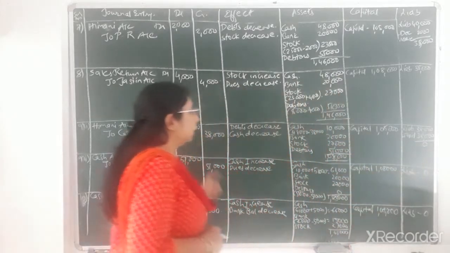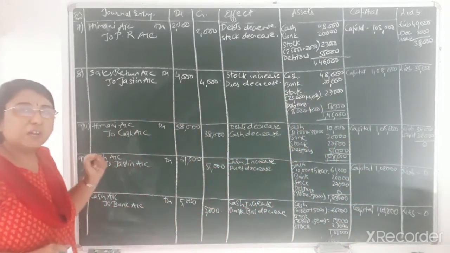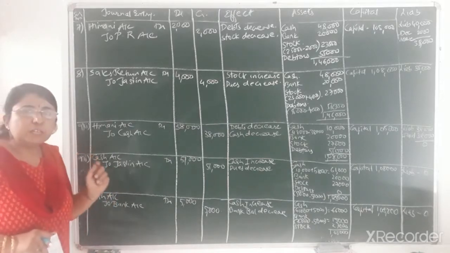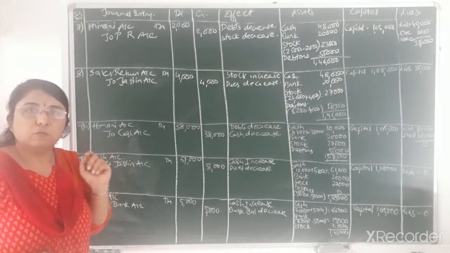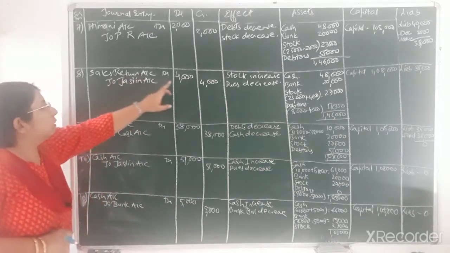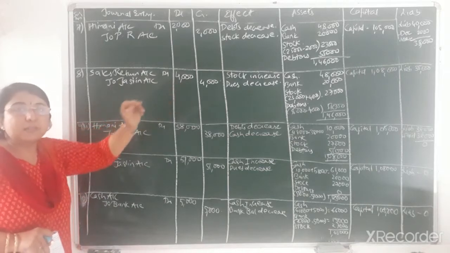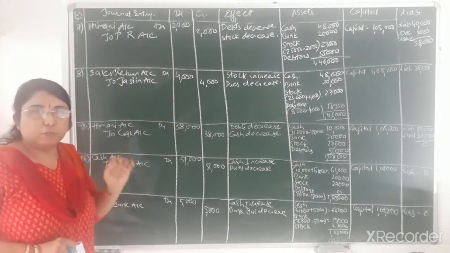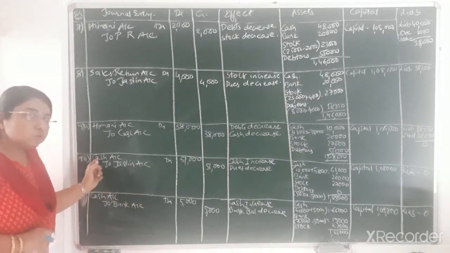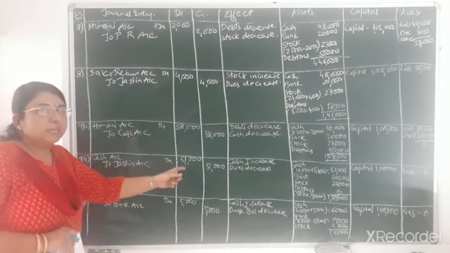Now the ninth transaction, the first one we have completed. Now we are settling the account of Jaslin. In case of Jaslin, we have sold the goods for rupees 55,000. Out of 55,000, the sales return was 4,000. So the remaining balance would be 51,000. 55,000 minus 4,000, the remaining amount to be received from Jaslin is 51,000.